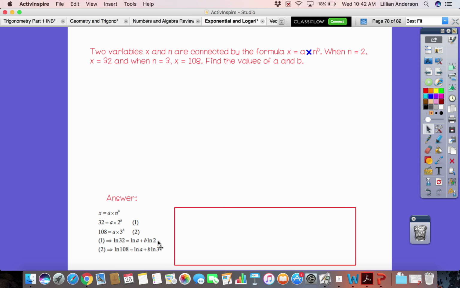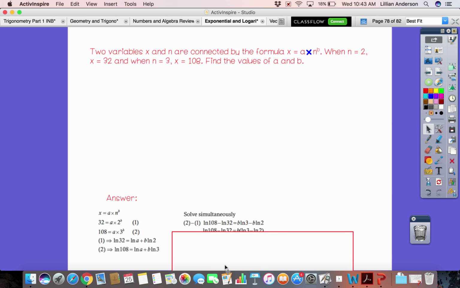Because remember, when things are being multiplied and you apply the logarithm, you can expand them by addition. So that's one of your laws of logarithms. Then you have the same thing for equation 2, which says ln of 108 equals the ln of a plus b ln of 3. You can solve it simultaneously by multiplying the bottom equation by -1, basically subtracting. So then you would have gotten the ln of 108 minus the ln of 32 equals b ln of 3 minus b ln of 2.